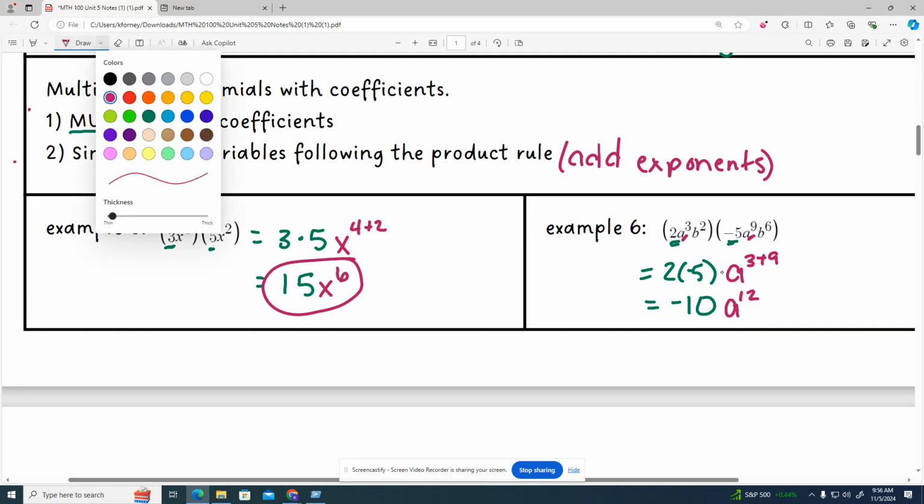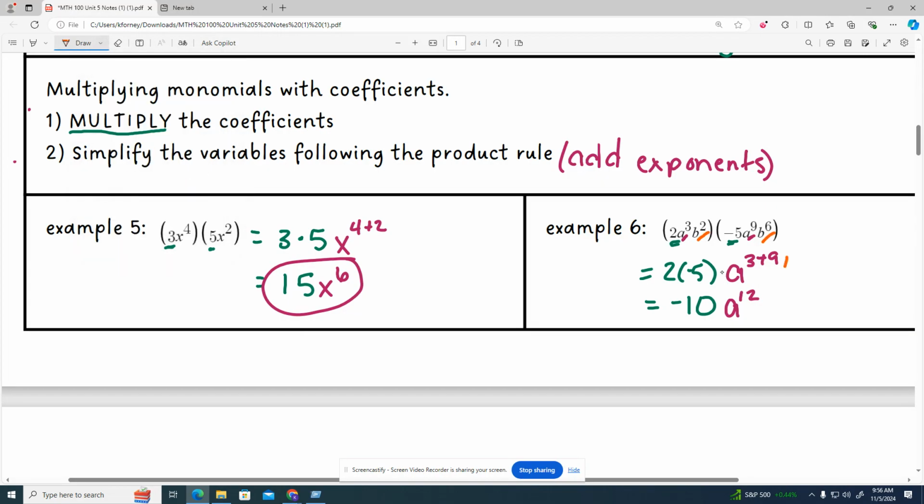Now for the b. For the b, we have b squared and b to the 6. So that would be 2 plus 6, which is b to the 8th. So that is the answer.